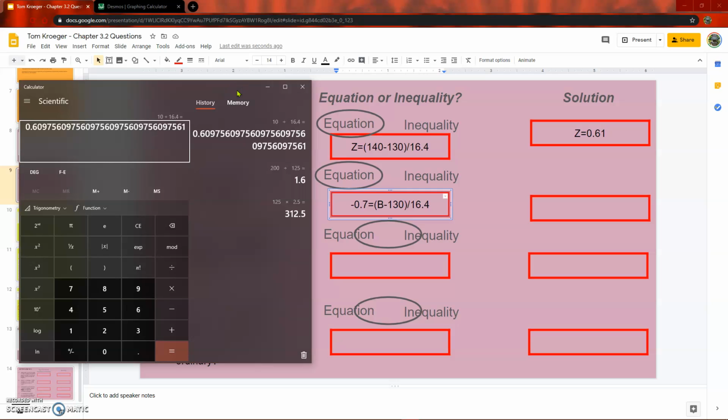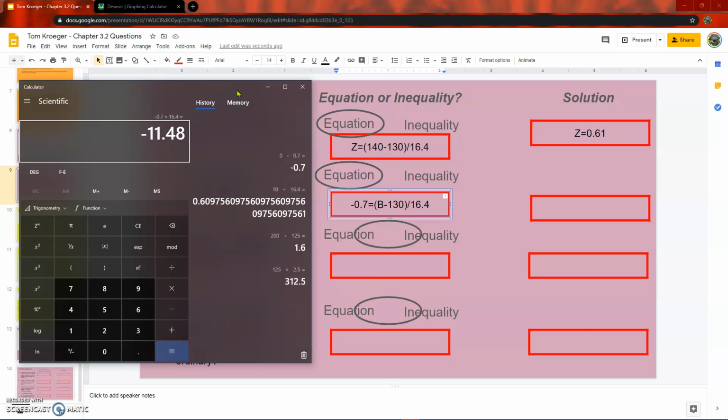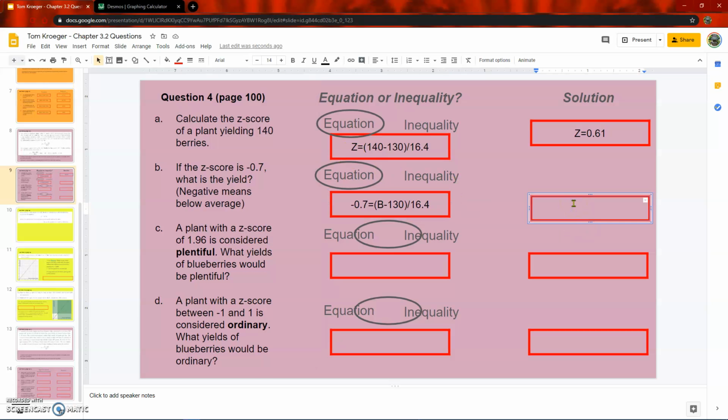We'll start with our negative 0.7. We're going to start with that, times 16.4 to undo the division. We're going to multiply. And then we're going to add the 130 berries, and we get 18.52. So the number of berries is about 118. B is about 118. Like that.